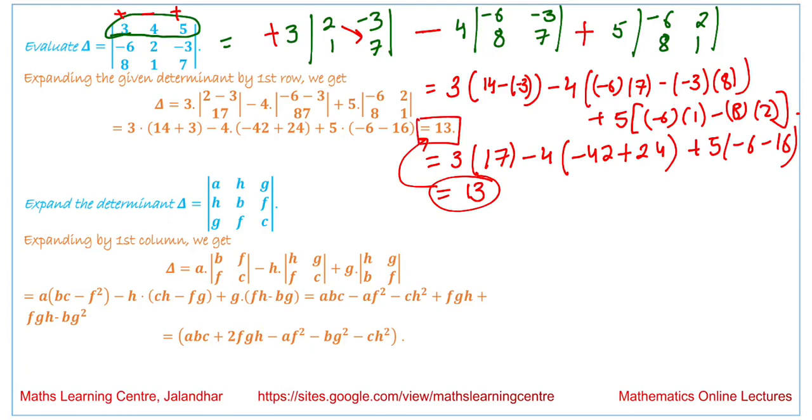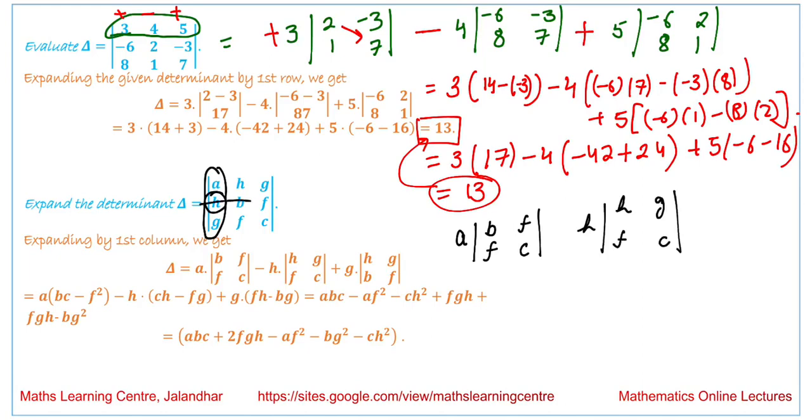Next is, expand the determinant. These values are given. Again in this case, we are expanding along the first column. Corresponding to A, the minor we have is B, F, F, C. Then corresponding to H, this term we are talking about, the minor we have is H, G, F, C. We have neglected this. And last, corresponding to G, the minor we have is H, G, B, F.